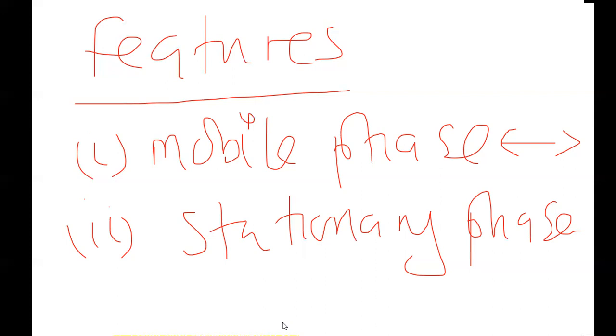Now, when we say a stationary phase and when we say a mobile phase, what do we mean? I'm going to leave it here. I will have to go to the uses. Where do we use chromatography?